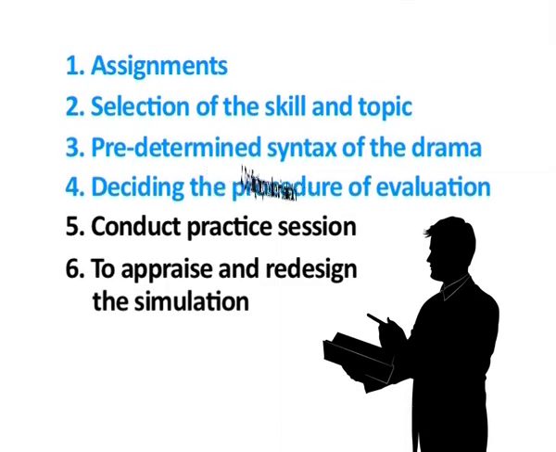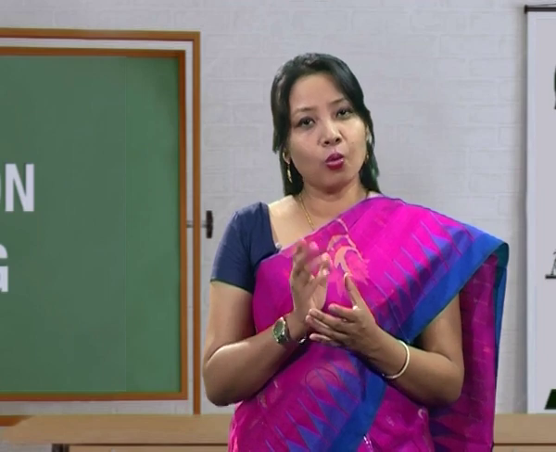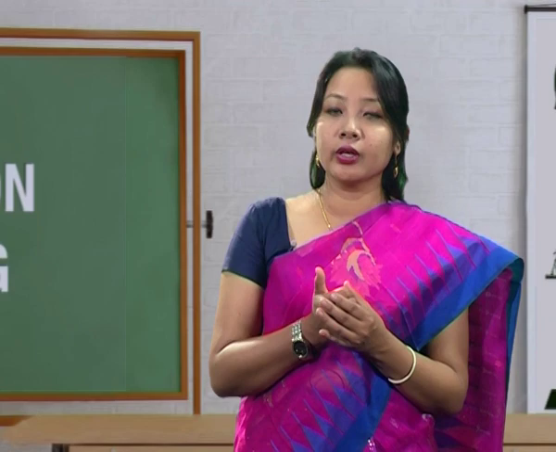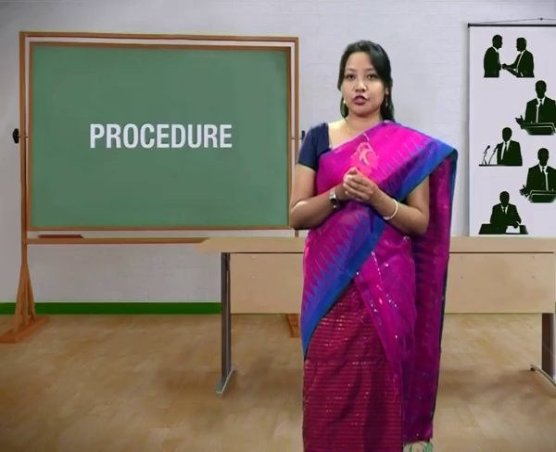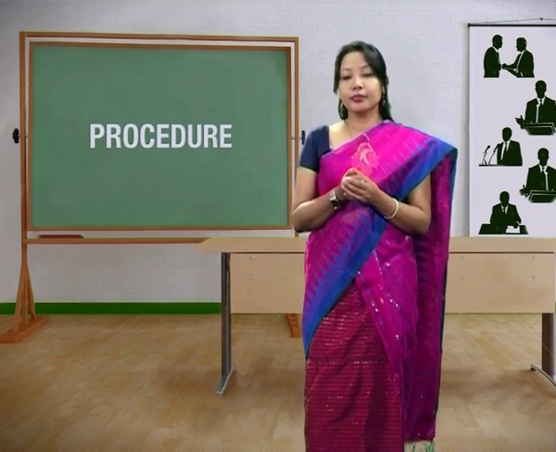Step 4, deciding the procedure of evaluation. In this step, it is decided what kind of data the observers have to record and how the recording is to be done. Step 5, conduct practice session. The first practice session is conducted and feedback is provided to the actor. If necessary, the procedure may be altered for the next session in order to improve training.